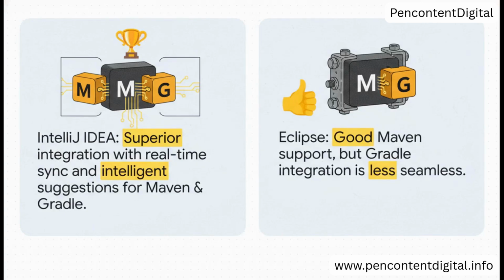You just can't do modern Java without build tools like Maven and Gradle. And in this arena, IntelliJ really pulls ahead, especially with Gradle. The integration is so deep, it feels almost magical, with smart suggestions and constant real-time syncing. Eclipse has excellent Maven support, no doubt, but its Gradle integration just doesn't feel quite as smooth or built in.